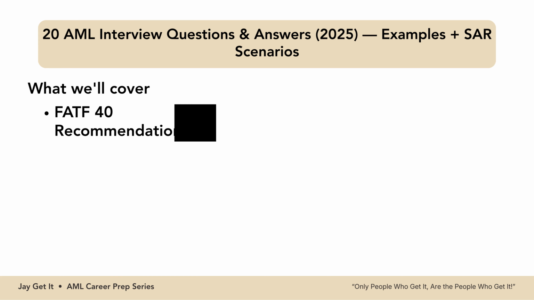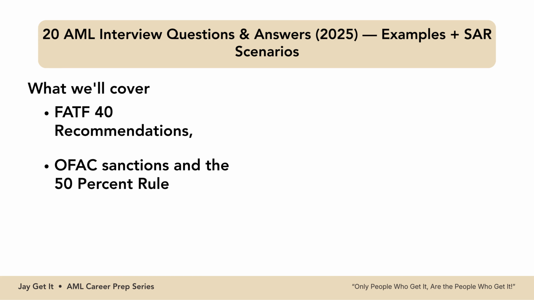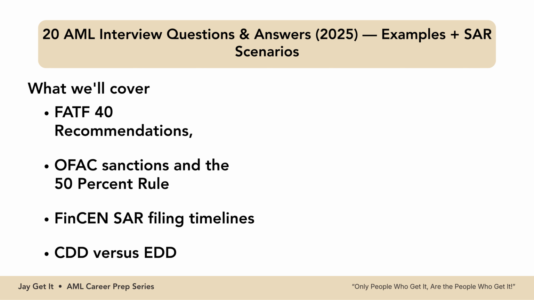We'll cover FATF 40 recommendations, OFAC sanctions and the 50% rule, FinCEN SAR filing timelines, CDD versus ED, structuring versus layering, trade-based money laundering, crypto and VASP risk, PEPs, and more. Let's get you hired. Question number 1.